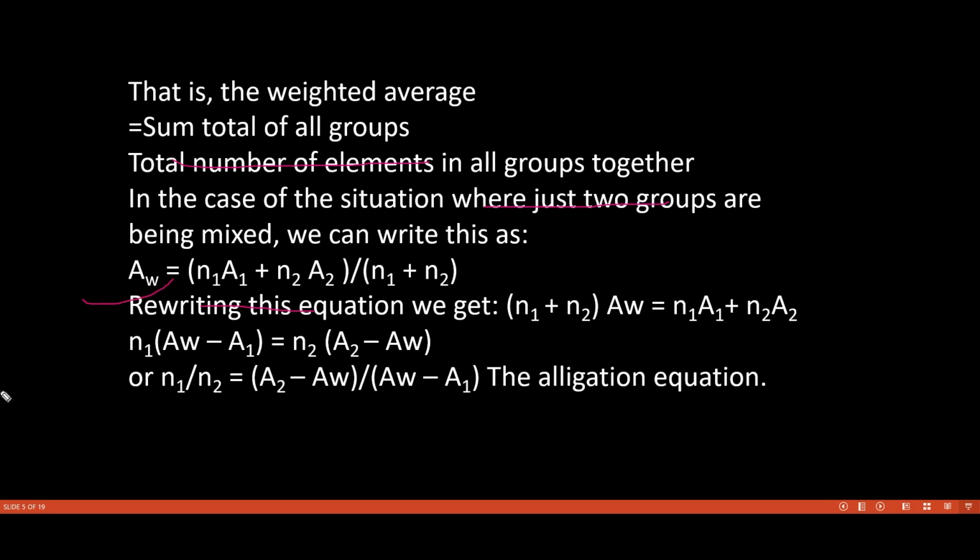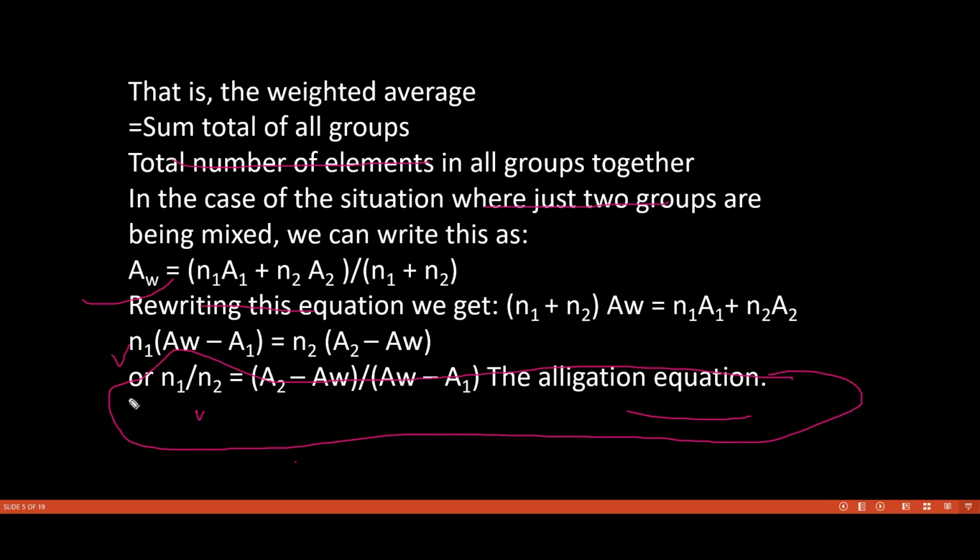So this is the weighted average, and if we rewrite this equation, we get a kind of ratio. What is that? n1 by n2 is equal to a2 minus aw upon aw minus a1. So this equation we are going to call the alligation equation.